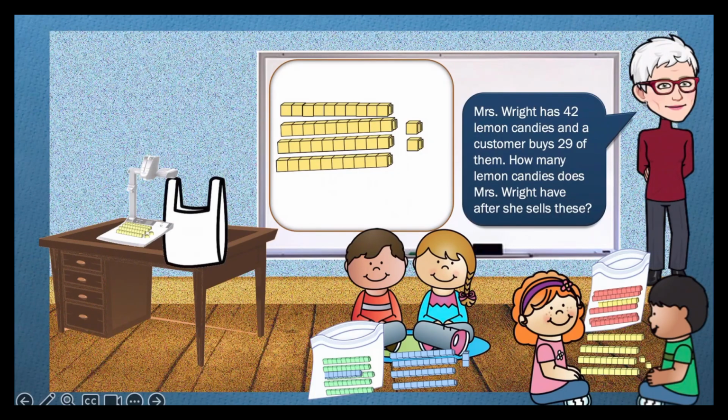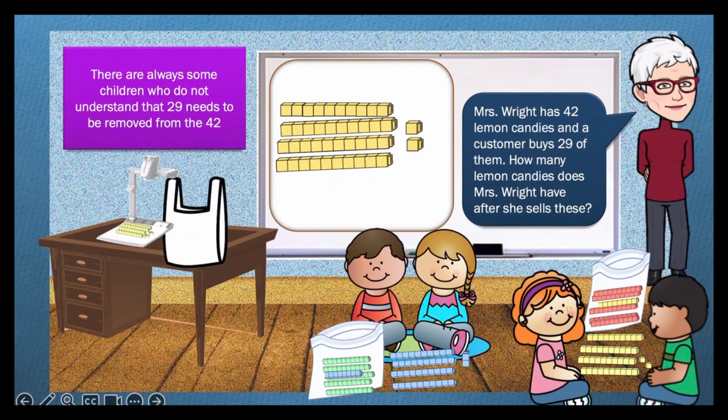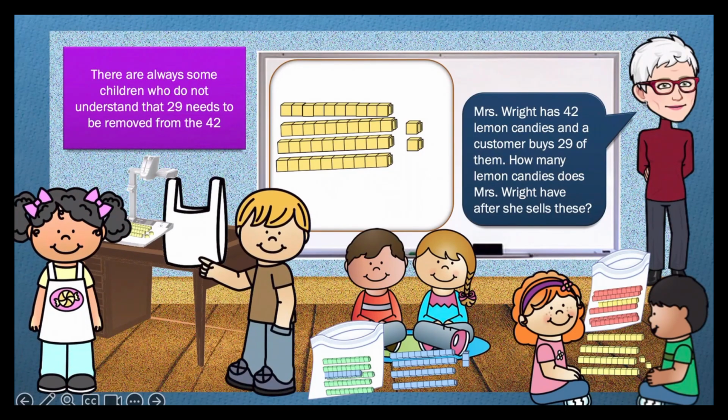Now, most children understand this and act out the story appropriately without any difficulty. However, there are always some children that do not understand that the 29 should be removed from the 42. Again, one way to clarify the story for these children is to act out one or two tasks as a whole class. In this case, it is useful to have one student act as Mrs. Wright or one of her workers and another to act as the customer.